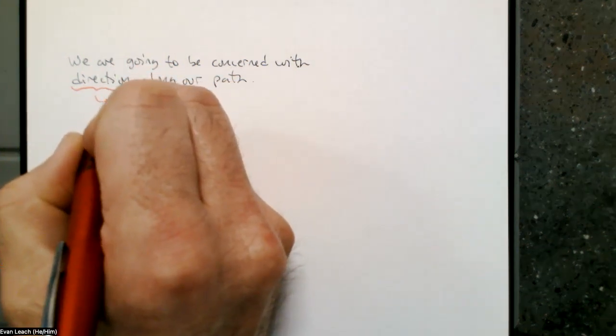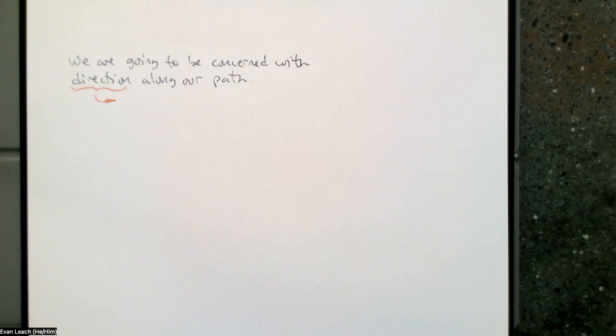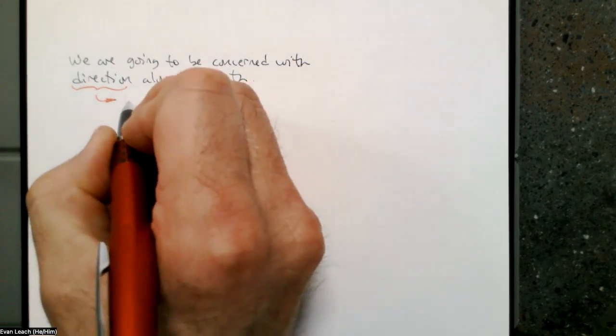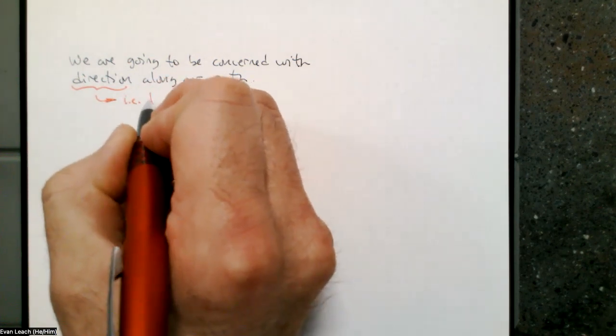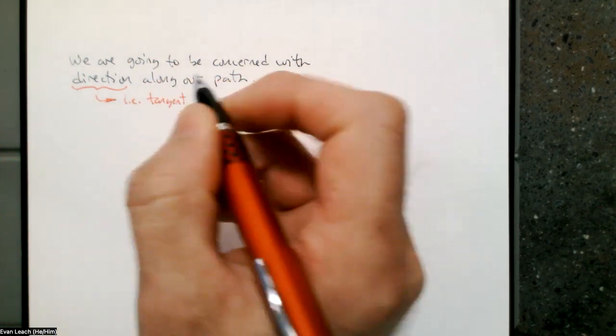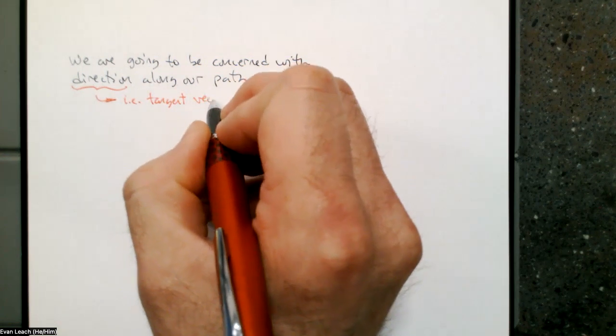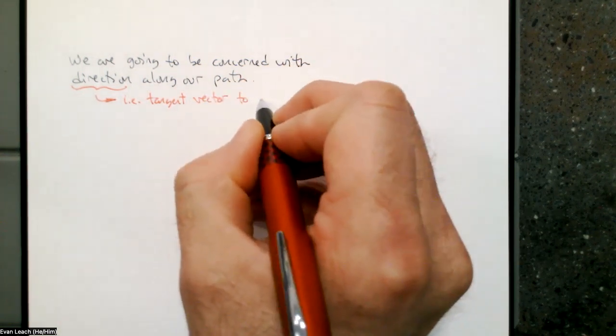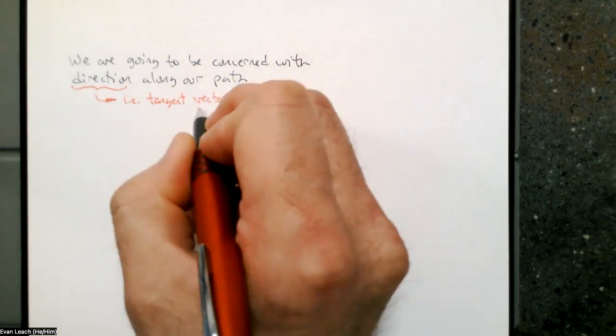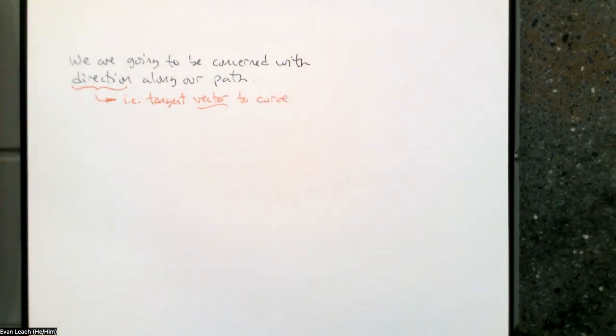The direction that we care about is we're going to imagine the roller coaster going through, and we're going to imagine what direction we're headed when we're on the roller coaster at a particular point on the track. And so we are going to be concerned with the tangent. The tangent is going to be described with a vector.